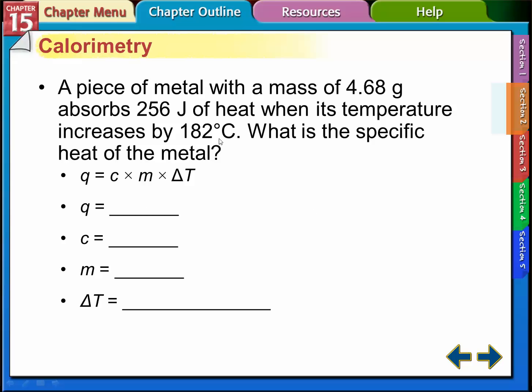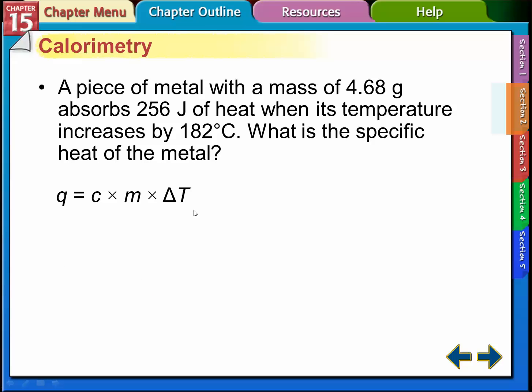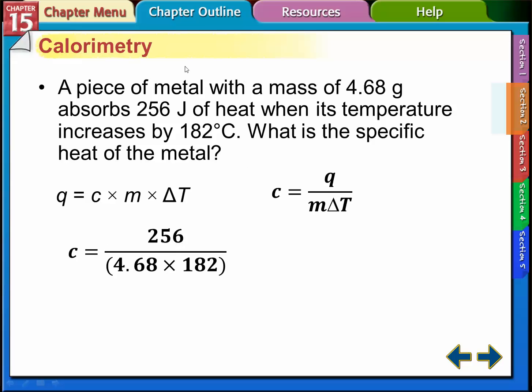That doesn't mean the temperature is 182. The temperature went up by 182. So that's the delta T. Okay, so we've got everything here: the joules, the grams, the delta T. We're looking for the specific heat. So we rearrange everything in this equation. C equals Q divided by m times delta T. Plug in the numbers, right? 256 for the joules, 4.68 for the grams, 182 for the delta T.